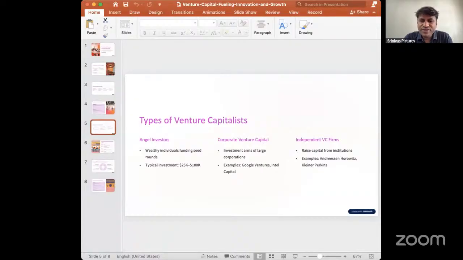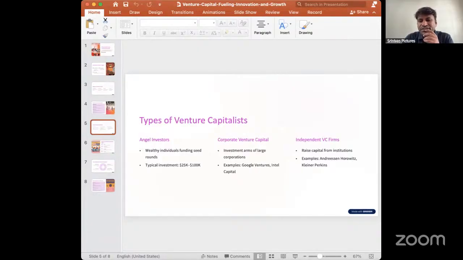What are the types of venture capitalists? Generally, we classify venture capitalists into three categories. First is angel investors. Second is corporate venture capital. Third is independent venture capital firms. Angel investors are wealthy individuals funding the seed round, typically investing $25K to 1 lakh dollars.